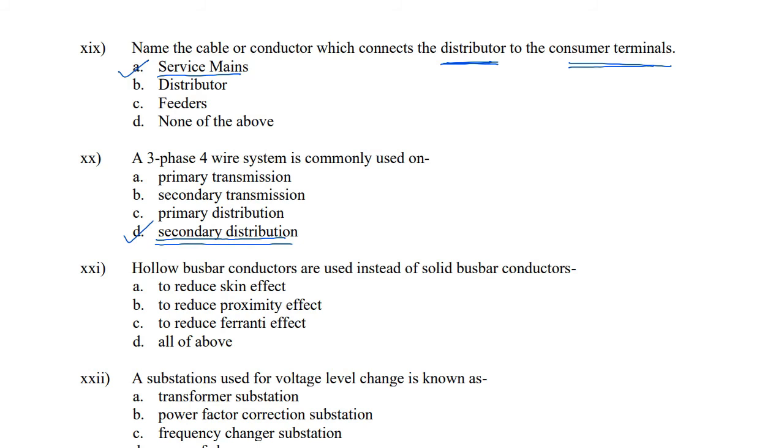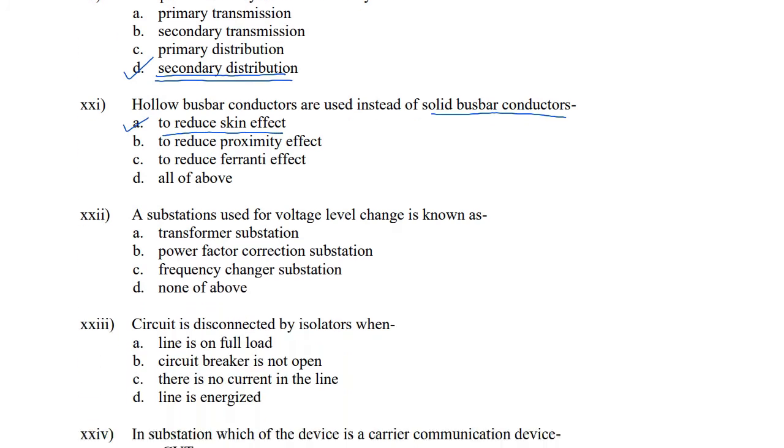Now hollow busbar conductors are used instead of solid busbar conductors for what? We know for solid conductors what happens, due to the skin effect, the AC current generally confines itself around or near the periphery of the conductor, so the total cross section of the conductor is not utilized properly. So in such cases we can use the hollow conductor for reducing the skin effect. Okay, that means the option A is our correct answer.